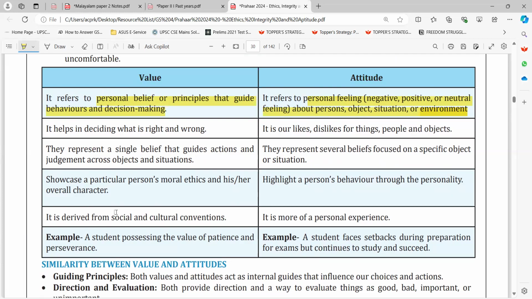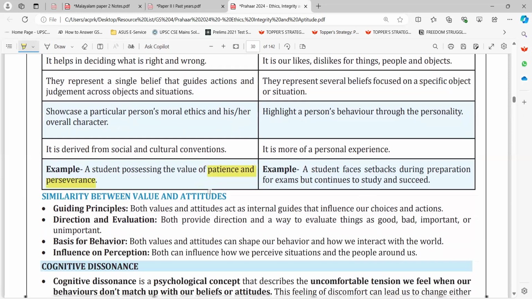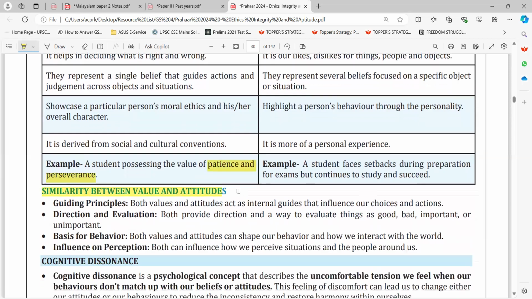Value is derived from social and cultural conventions. Attitude is more of a personal experience. Value, a student possessing the value of patience and perseverance. Attitude, a student faces setbacks during preparation for exams but continues to study and succeed. That is attitude. Similarity between value and attitudes.